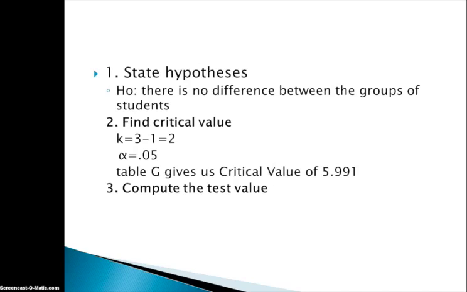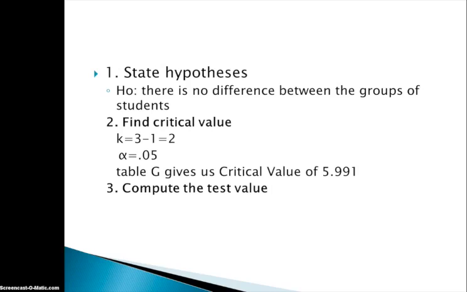Number 1, we state our hypotheses. Our null hypothesis, there is no difference between the groups of students. Our alternate hypothesis would be there is a difference between the groups of students. I do not have that on the screen, but make note of that.